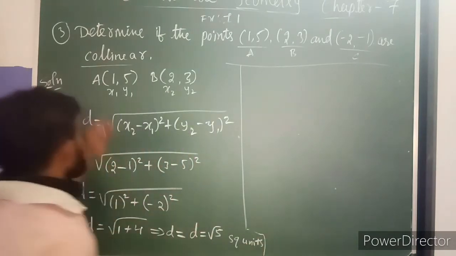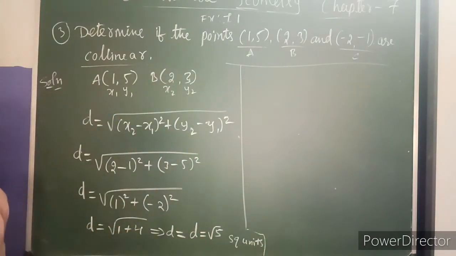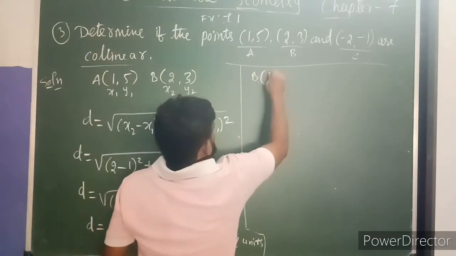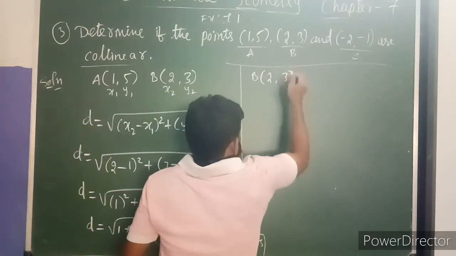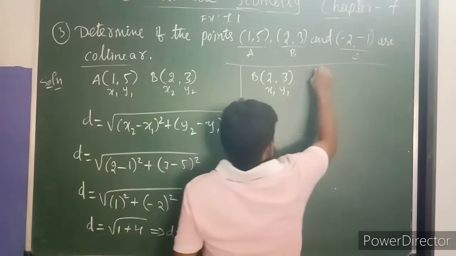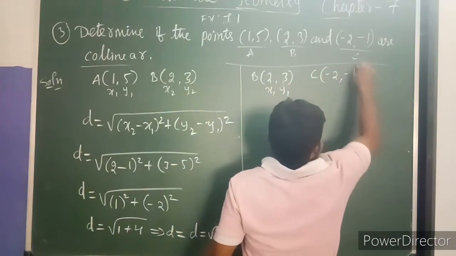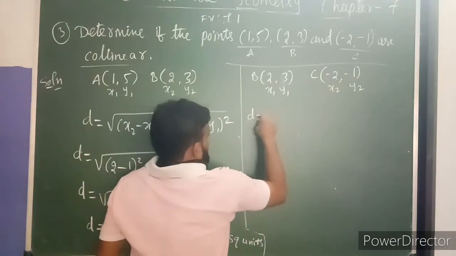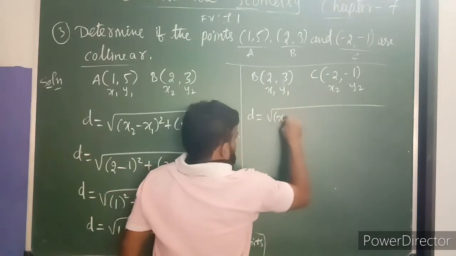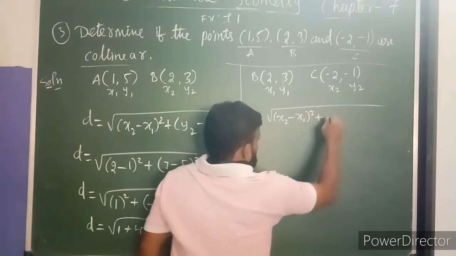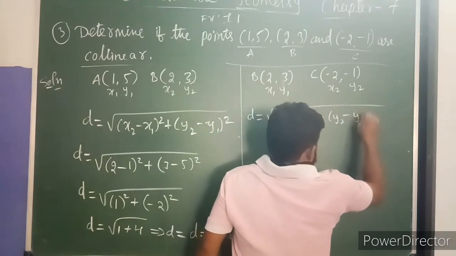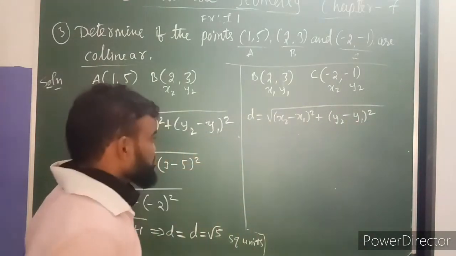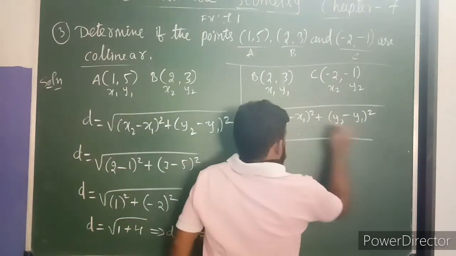Now similarly we have to take BC. See here. For AB we have taken, the distance value we got is root 5, and similarly we have to take BC. B is 2, 3, that is x1, y1, and C is minus 2, minus 1, that is x2, y2. Again with the similar distance formula, distance D is equal to x2 minus x1 whole square plus y2 minus y1 whole square. Right?